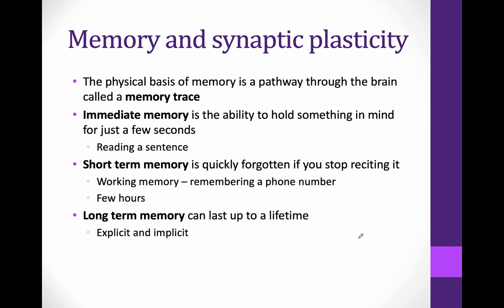Short-term memory is something that you can quickly forget if you don't continue to put it into working memory, if you don't continue to use it. So, for example, remembering a phone number. Most people can only remember about 7 bits of working memory at a time, which is convenient because most phone numbers are 7 digits long. But when you add in an area code, it becomes harder to remember.